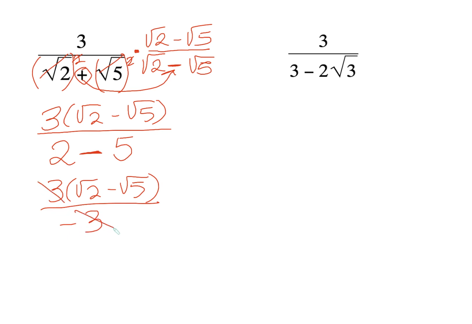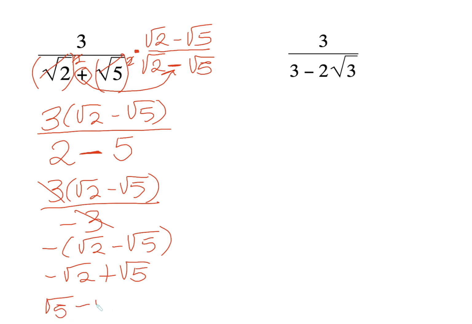I notice these will cancel each other out, leaving me with a negative, which is multiplying the square root 2 minus the square root 5. And if you distribute, you get negative square root 2 plus square root 5. Please be careful with your signs. And some students like to rewrite this because they don't like negatives leading. So some people might rewrite this as radical 5 minus radical 2. But all three of these are correct.